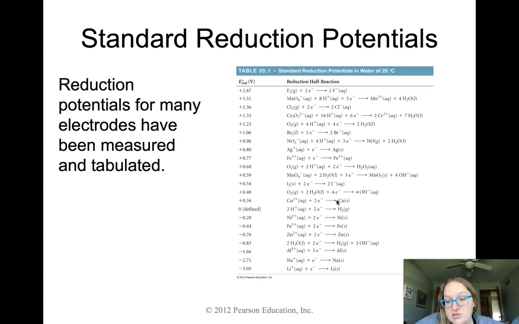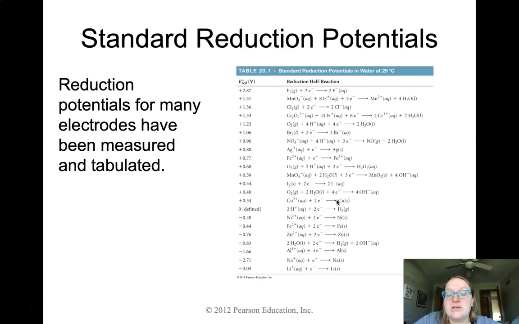Our reduction potentials have been measured just like delta H's and delta G's and delta S's. All of these standard reduction potentials have been measured for a lot of reactions. Remember, not a lot of chemistry is brand new. And the brand new chemistry discovery stuff is not the kind of stuff you have to study initially, right? So initially, we're actually going to study reactions that have already been put together.